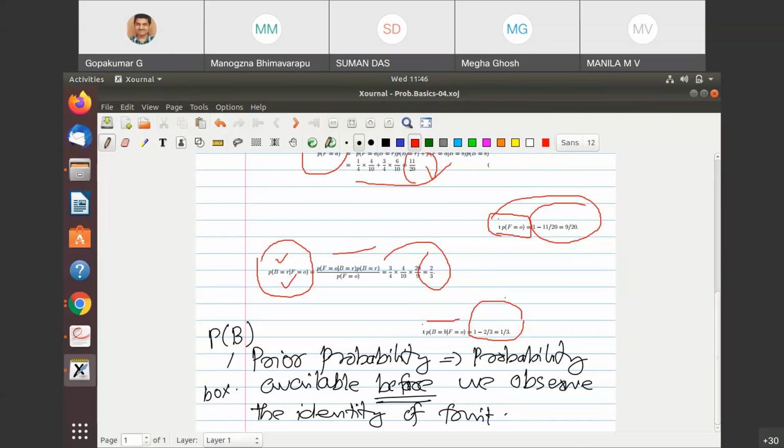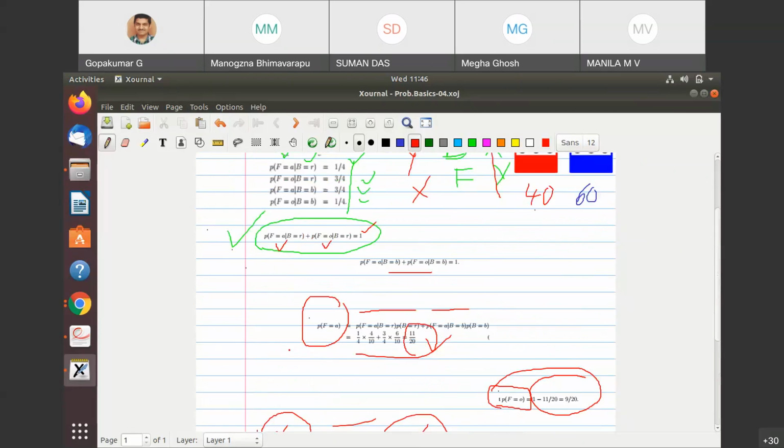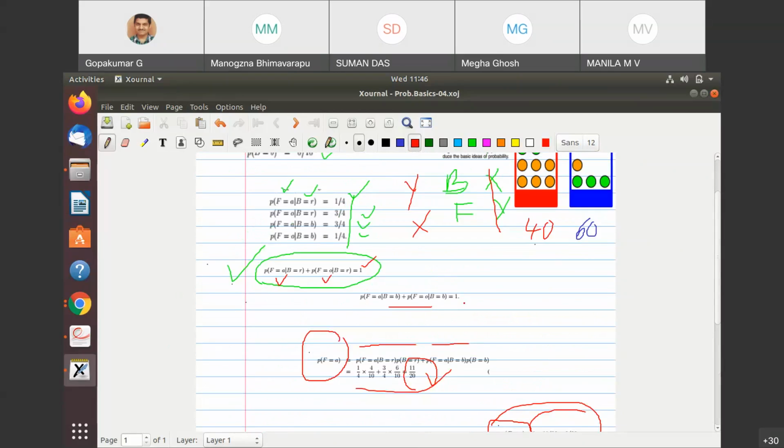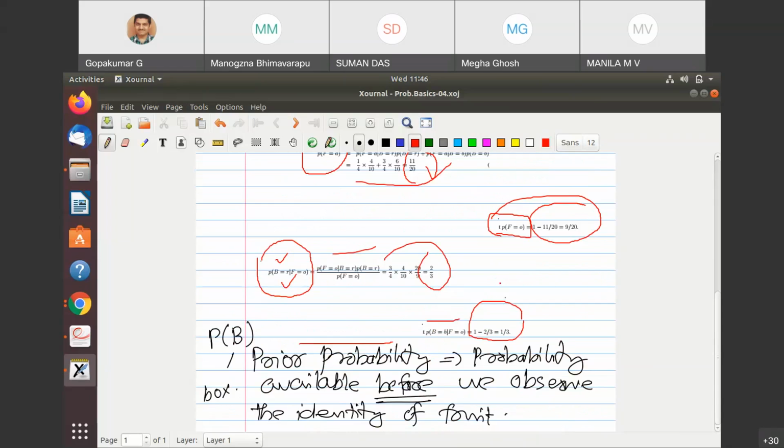Here are a few more terminologies that we have to see. One is the prior probability. The prior probability is, let us suppose you are given the box, for example we are calculating when the box is known. That means you have to say the probability of selecting an apple from a particular box. So in that case, before we observe the apple, we know that a particular box is selected.